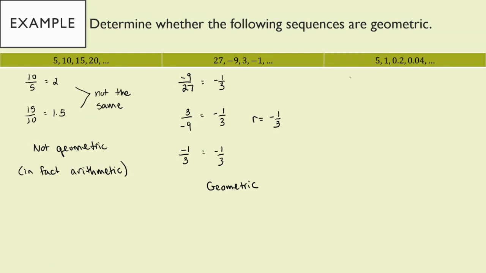Now the third one here, we've got 5, 1, 0.2, 0.04. So we're going to have 1/5. Of course that's 1/5. And because I have decimals, I'm going to just divide that because I'm going to be comparing decimals here anyway. Then I have 0.2 divided by 1, which of course is 0.2 again. And then just to verify, 0.04 divided by 0.2. I am really bad at doing decimals in my head, so I always rely on a calculator for this. That also comes out to 0.2. So our constant ratio here is 0.2, and so again, this is geometric.